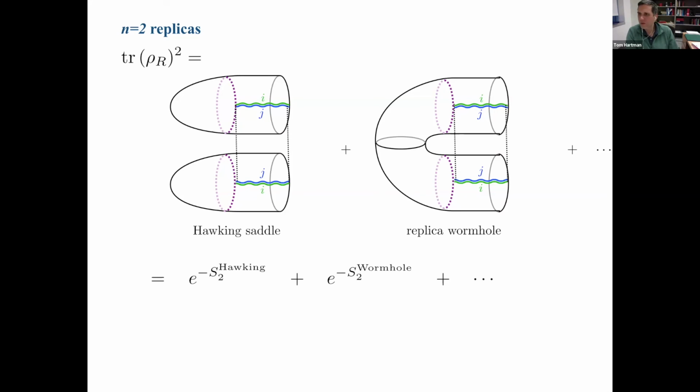Therefore, when you calculate the replica partition function, the trace of rho R squared, there are two terms, at least: e to the minus the action of the first solution plus e to the minus the action of the second solution. And in each case, you also have to include the quantum effects of the matter fields.